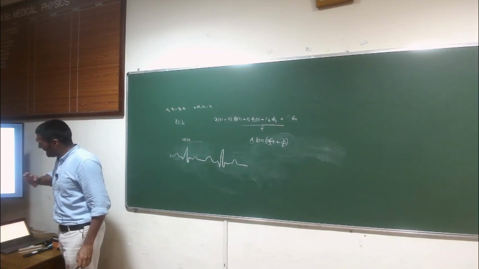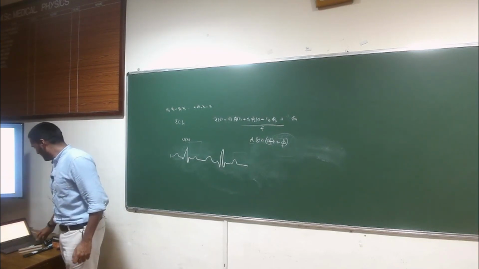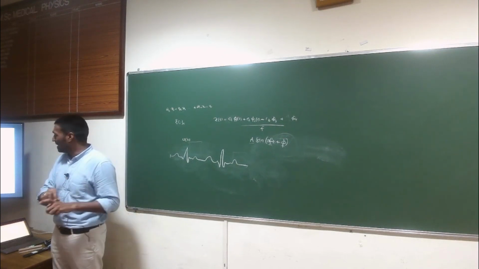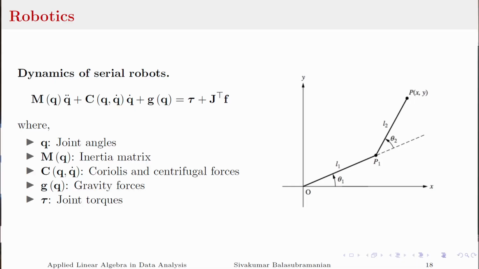But even if it's not linear, it turns out that ideas from linear algebra are essential for even representing high-dimensional nonlinear systems. For example, the equation for the dynamics of a serial robot would look something like this, where M, C are actually matrices and G is a vector and things like that. So it is still useful even for nonlinear systems. Linear algebra plays a huge role.